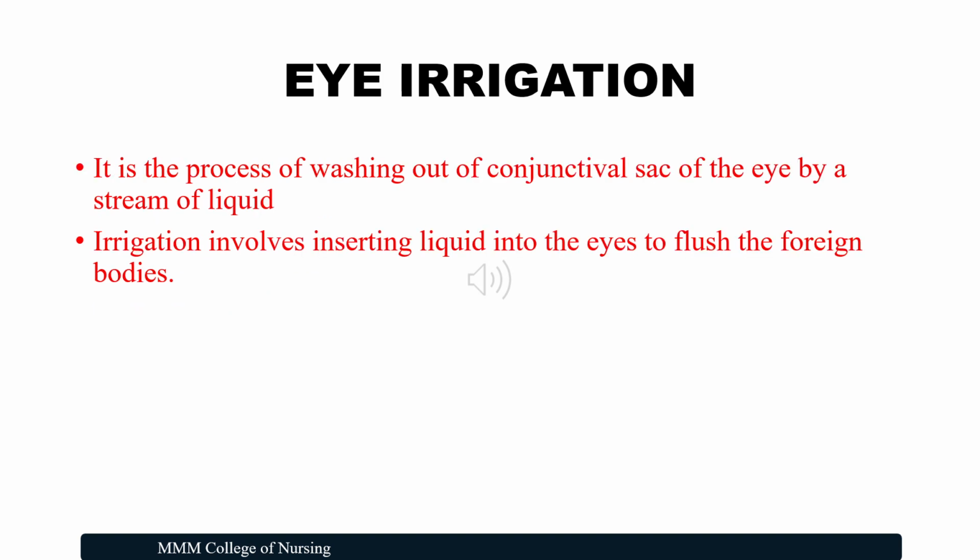Coming on to the definition of eye irrigation. Eye irrigation is nothing but the process of washing out the conjunctival sac of the eye by a stream of liquid. It involves pouring or inserting the liquid into the eyes or the conjunctival sac of the eye to flush out or remove any foreign object that is present in the eyes.